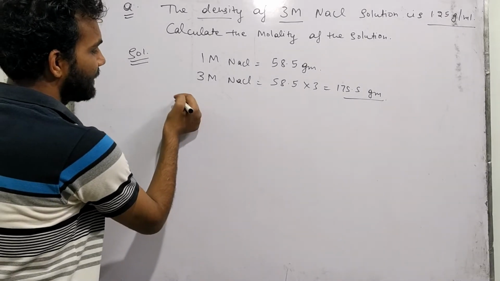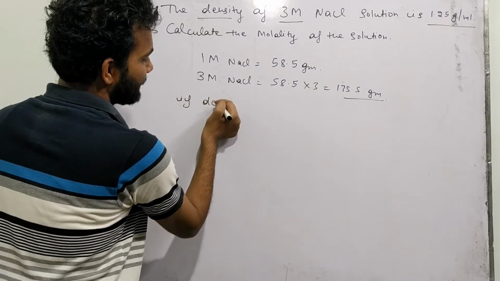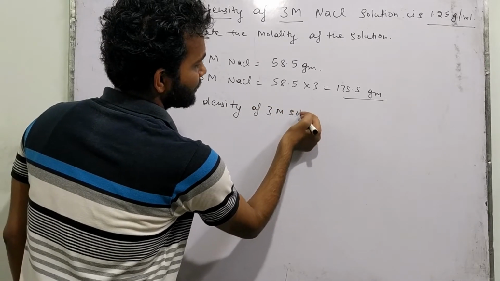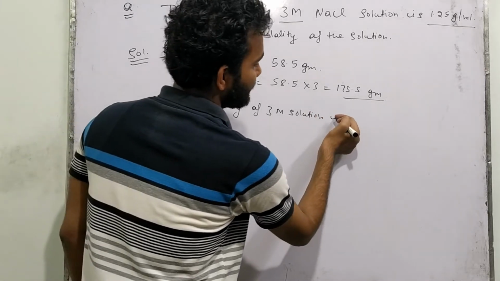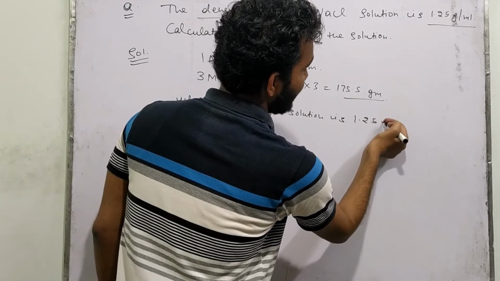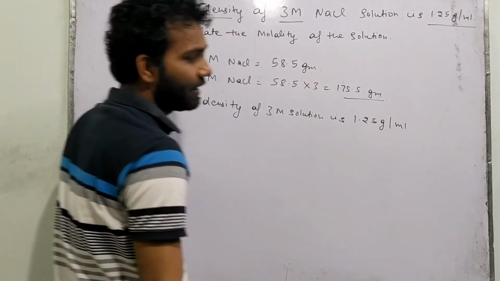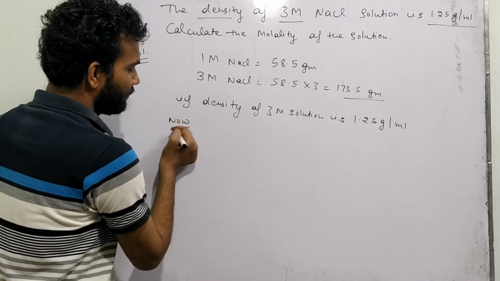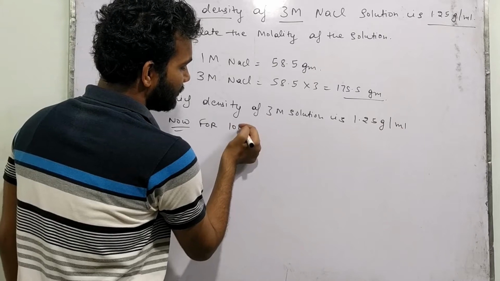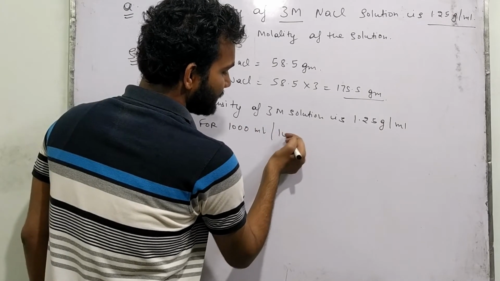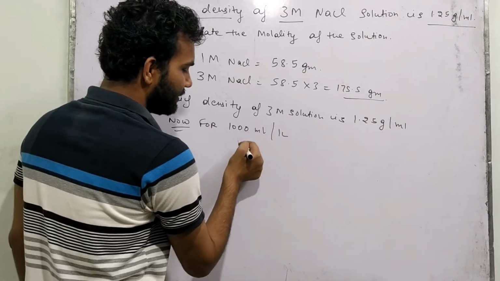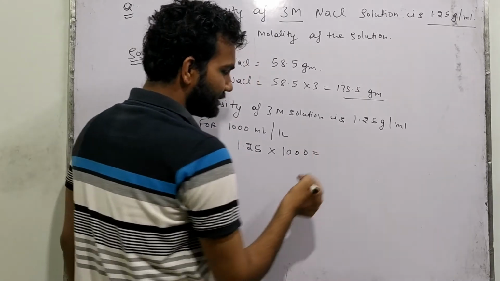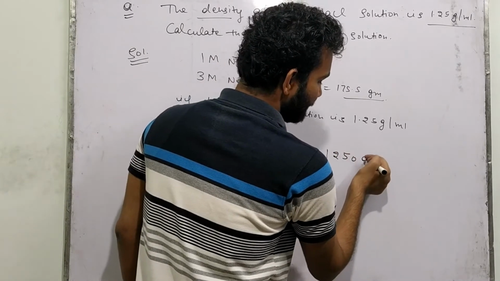क्लियर? नाउ यू कैन से इफ डेंसिटी of 3 molar solution is 1.25 gram per ml. Now 1000 ml means 1 liter. ये मतलब हुआ इसका, तो कितना जाएगा 1.25 multiply by 1000. That is equal to 1250 gram.